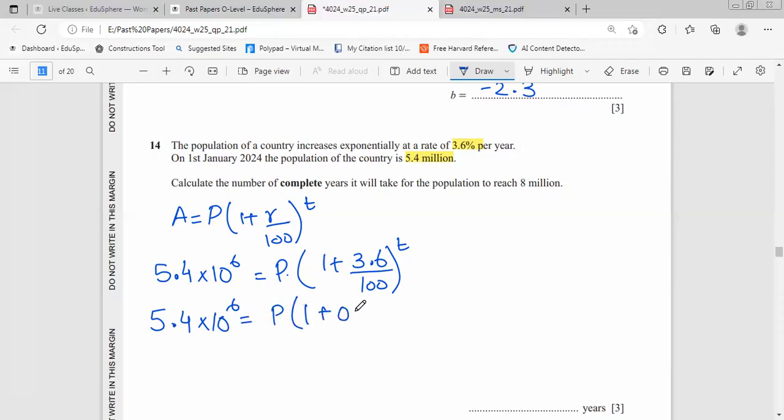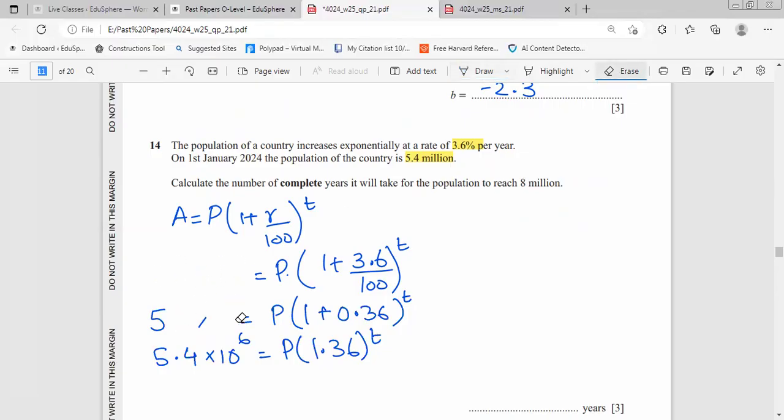So 5.4 times 10 raised to the power 6 is equal to P times 1 plus 0.36, to the power t, because we have to calculate the time period. So P times 1.36 power t. Now I'm going to shift it to this side and divide to check what it is. Okay, they told us that the value is, okay. I made a mistake here, students. I'm really very sorry. This is actually the value I didn't see.